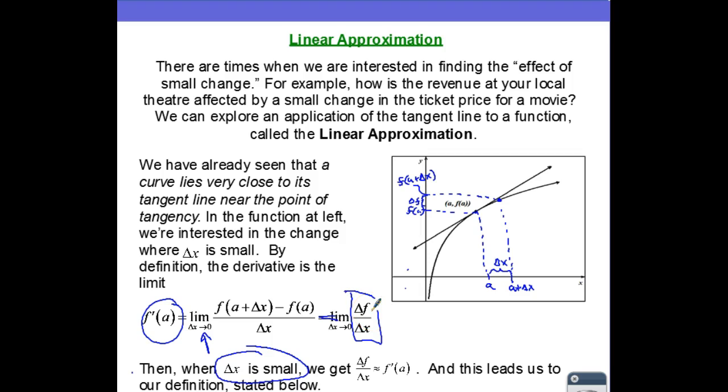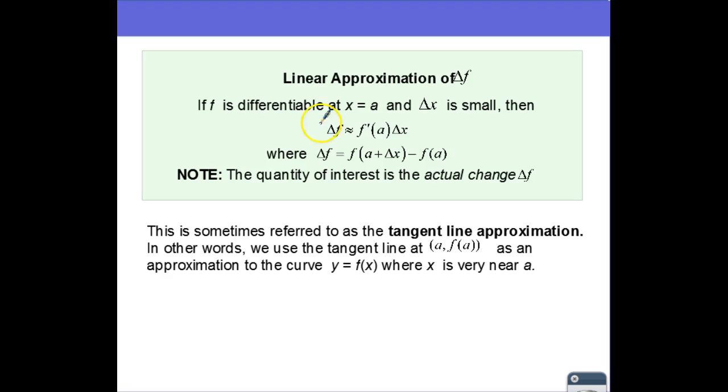Now, if we need to find out what delta f is, if this is what we're looking for, then I can take this equation, f prime of a equals delta f over delta x, and solve it for delta f, and we get delta f equals f prime of a times delta x. And that's where this first equation comes from.